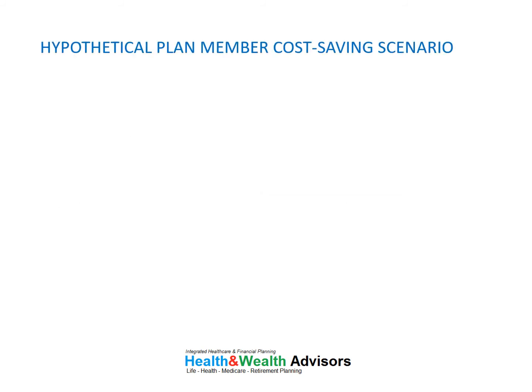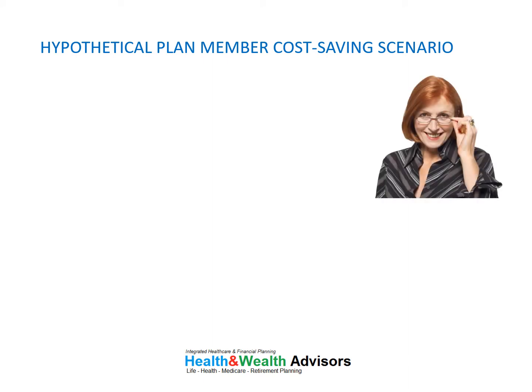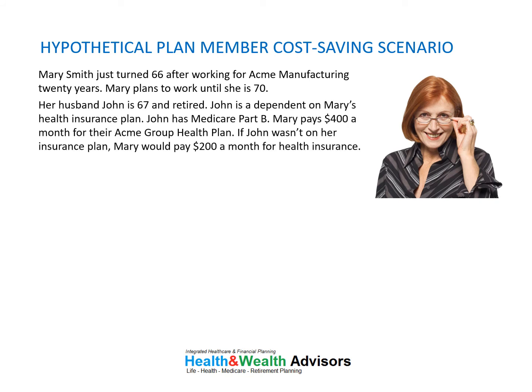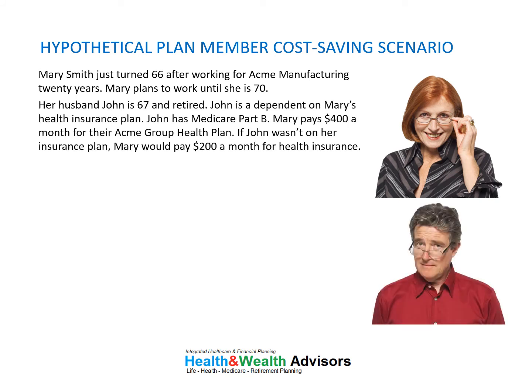Mary Smith just turned 66 after working for Acme Manufacturing 20 years. Mary plans to work until she's 70. Her husband, John, is 67 and retired. John is a dependent on Mary's health insurance plan. John has Medicare Part B. Mary pays $400 a month for her Acme Group Health Plan. If John wasn't on her plan, Mary would pay $200 a month for health insurance.